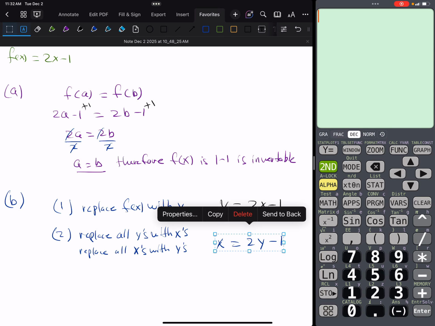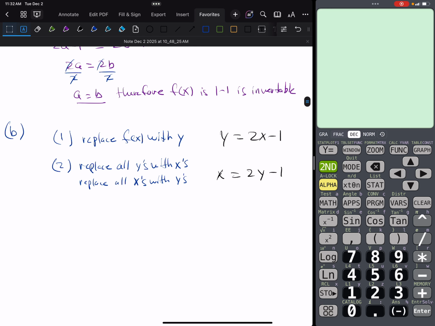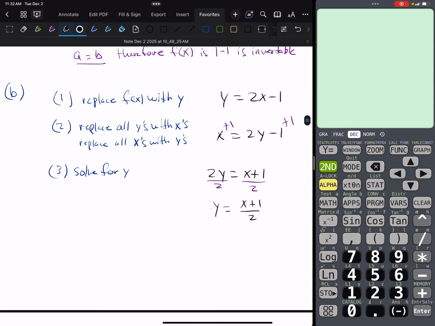And if I'm being consistent here, I should change that to black ink. Okay. Step 3 is solve for y. Well, to do that, I need to add 1 to both sides, and that'll give me 2y equals x plus 1. And now I'm going to divide both sides by 2, and I'll get y equals x plus 1 over 2.